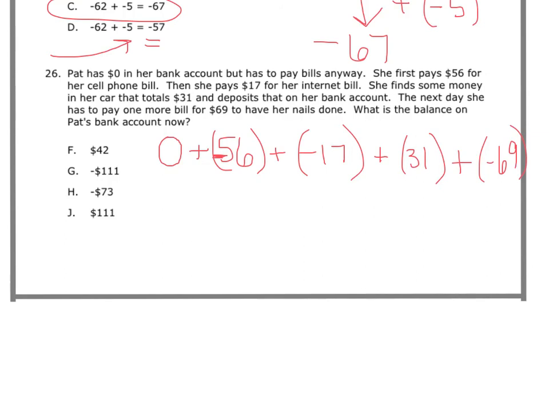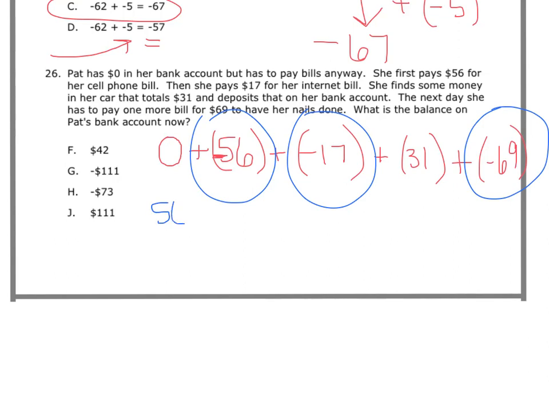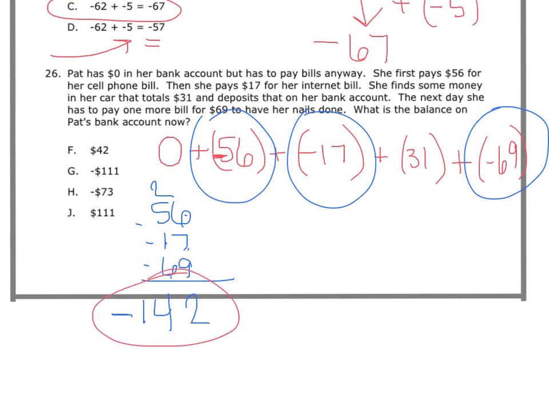So let's see how many negative dollars she has altogether. Okay, this is a strategy that you can use. Let's see how many negative dollars she has. That's negative 56, that's negative 17, that's negative 69. I want to see how much that is altogether. 6 plus 7 is 13, plus 9 is 22. 2 plus 5 is 7, 8 plus 6 is 14. So she's down $142. And then she has this positive 31.